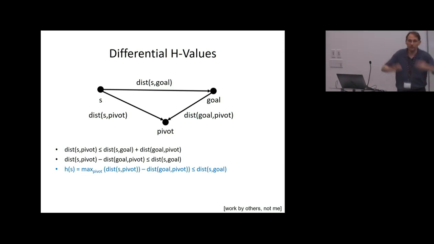Well, you choose several pivots, distributed around the whole terrain. So then, in this case, you have several pivots, and now you take the maximum of the differences, an admissible and a consistent heuristic. And it turns out that if the terrain is undirected, there is a slight change with this, it remains this, except this one here becomes the absolute value. That's one way of coming up with pretty good informed h values for robot navigation.